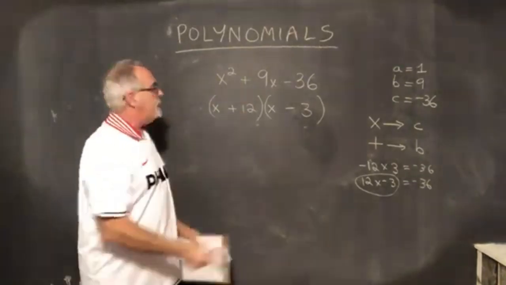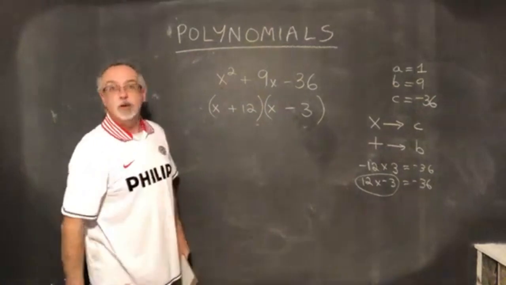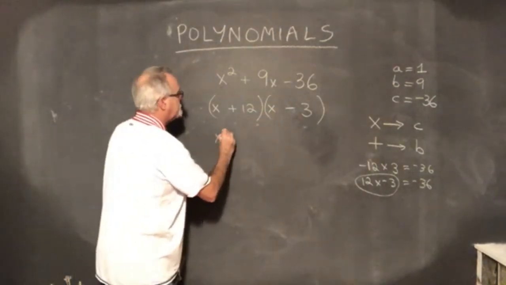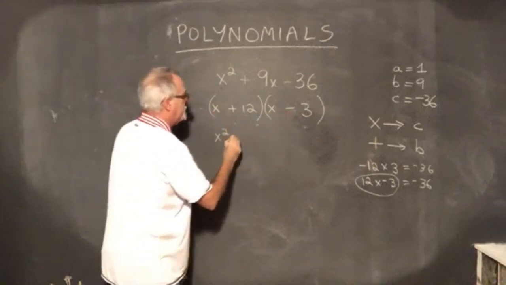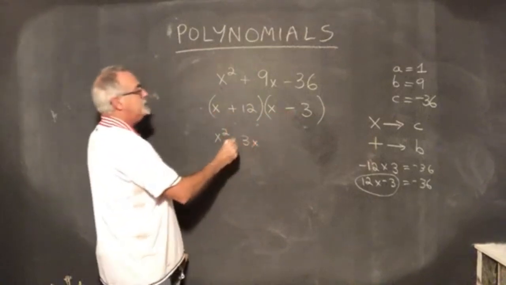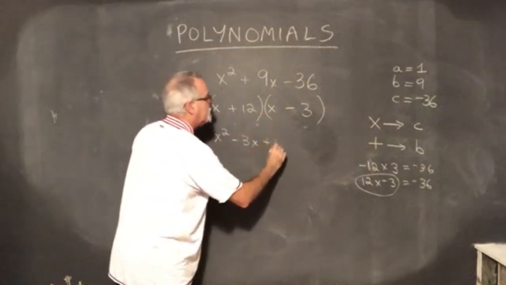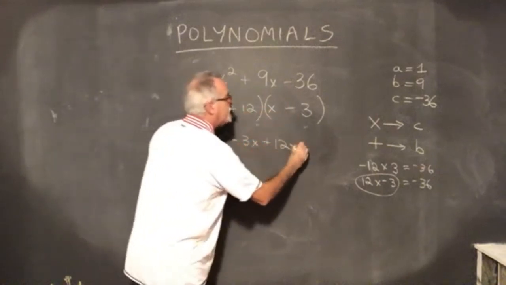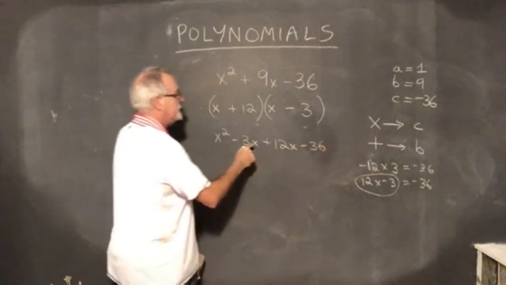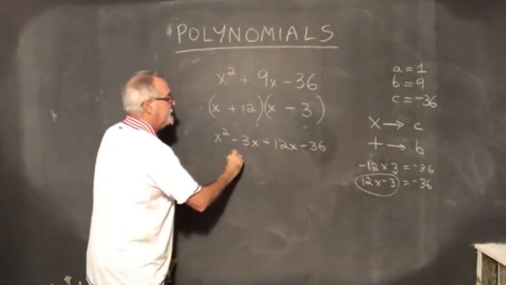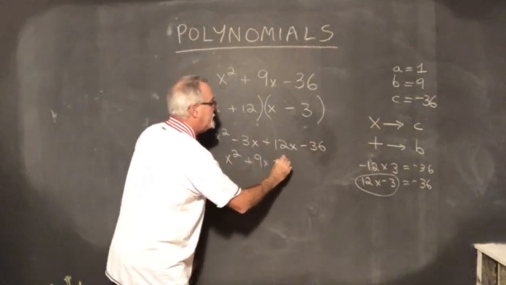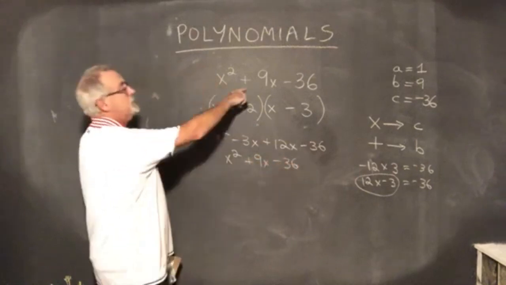We all know I can verify this by multiplying with the FOIL, so I will. First, x times x, that's x squared. Outside, x times negative 3, that's minus 3x. Inside, 12 times x, that's plus 12x. Last times last, 12 times negative 3, that is negative 36. Two similar terms. Minus 3x plus 12x combines into plus 9x. And we have the same trinomial we started with.